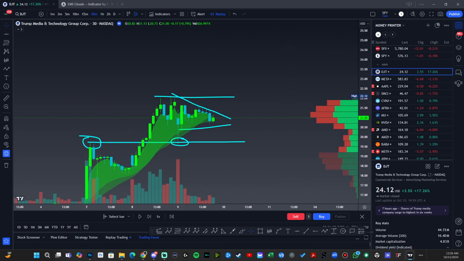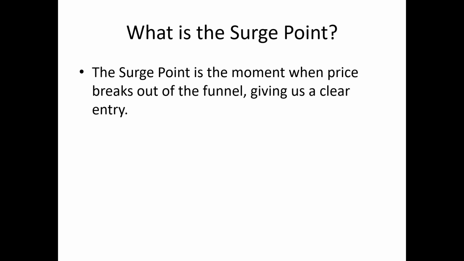Let's get back to the PowerPoint here. So the surge point, or the breakout point. This is where the magic happens. It's the moment when price finally breaks through the momentum funnel, and that is where we want to jump into the trade every single time.